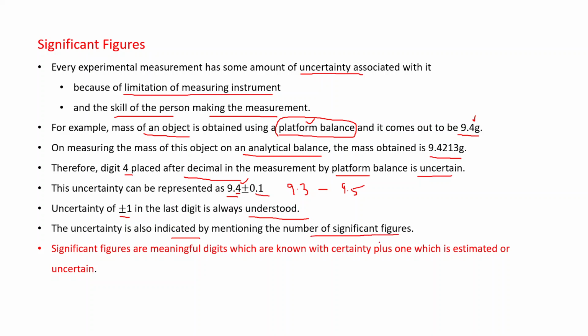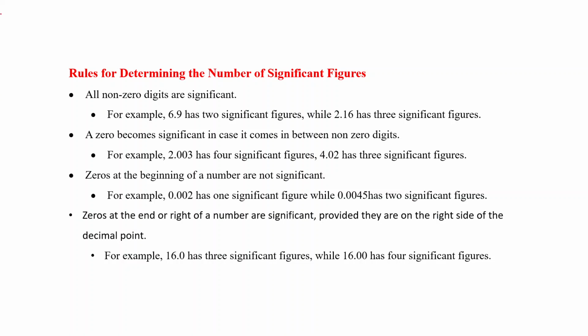Now what are these significant figures? Significant figures are meaningful digits which are known with certainty, plus one which is estimated or uncertain. And there are certain rules for finding out the significant figures. All non-zero digits are significant. For example, 6.9 has 2 significant figures, while 2.16 has 3 significant figures.